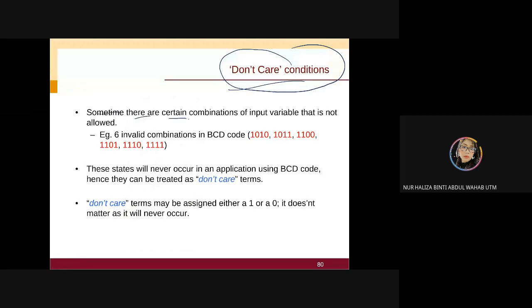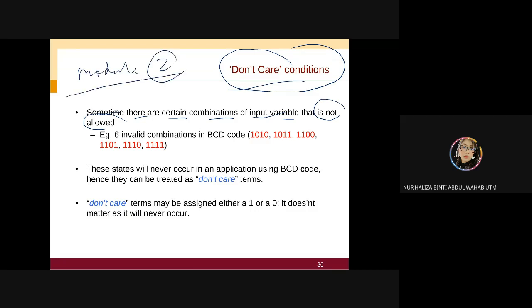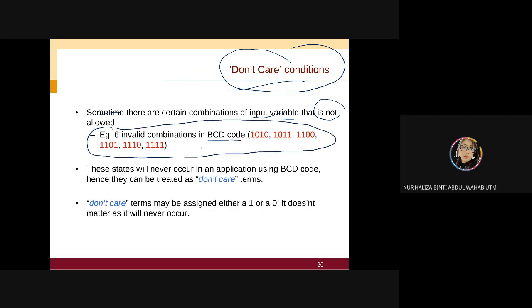Sometimes there are certain combinations of input variables that are not allowed. If you still remember your module 2, it is going to be related. Although the question is not directly asking about module 2, you already learned the numbering system. Of course, you still need to remember the BCD code. These states are invalid for BCD. This state will never occur in an application using BCD code. That's why you need to treat them as don't care terms.